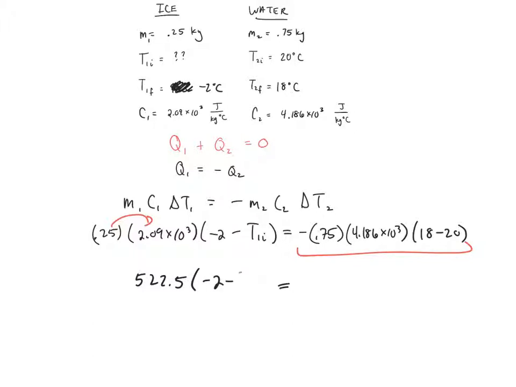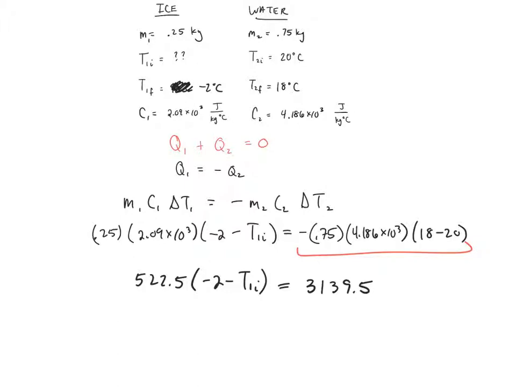Parentheses negative 2 still, right? Minus T1I. 3,139.5. The negative should cancel, right? Because we have a negative here also. And that's a negative there. But that's the numbers, right? Oh, okay. I didn't do that.